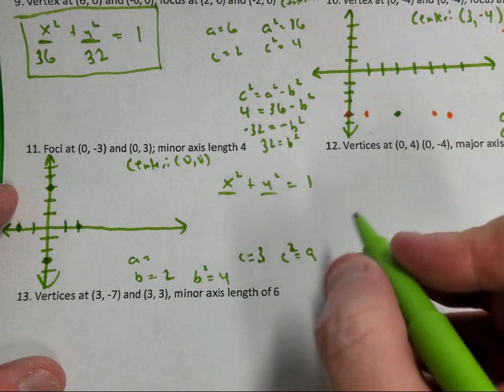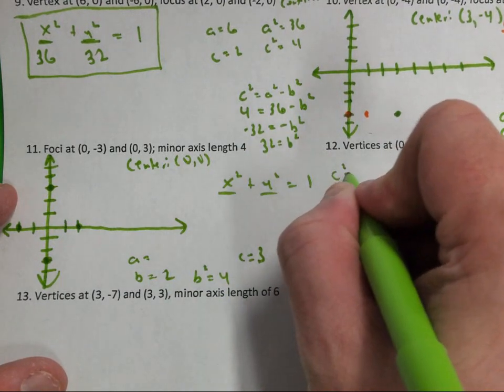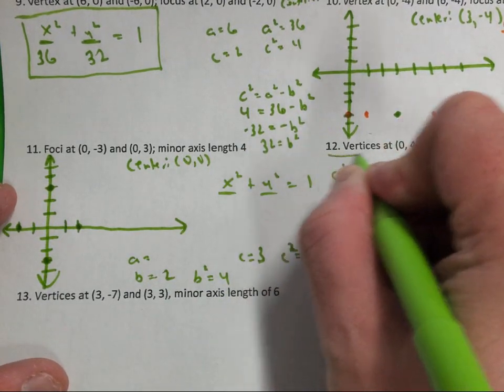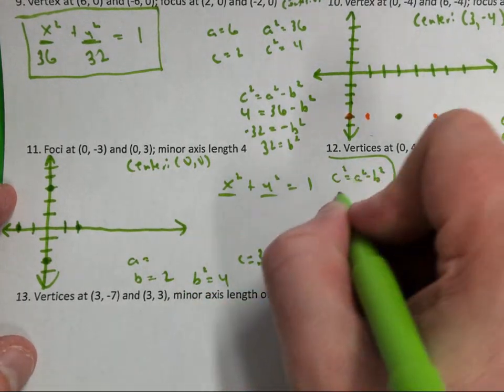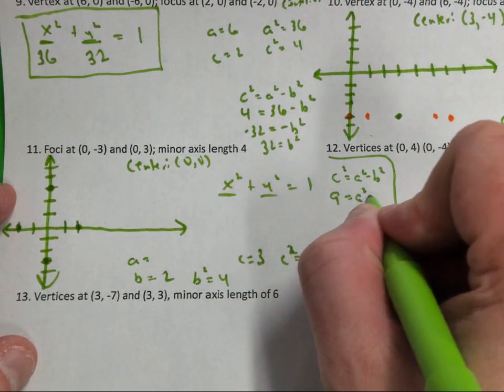Now I'm going to use that formula. C squared equals A squared minus B squared. C squared is 9 equals A squared minus 4.